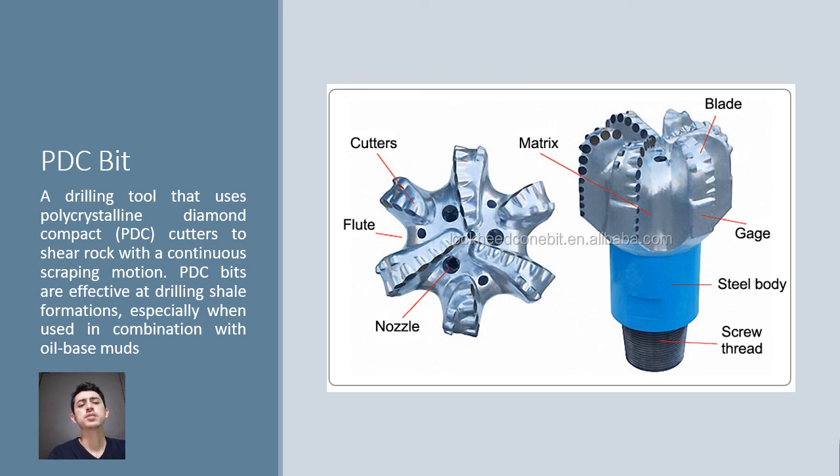The last one is drill bit. This is the tool used to crush or cut rock. The bit is on the bottom of the drill string. There are classifications for this tool. The first is PDC bit. It's a drilling tool that uses polycrystalline diamond compact cutters to shear rock with a continuous scraping motion. PDC bits are effective at drilling shale formations, especially when used in combination with oil-based muds.